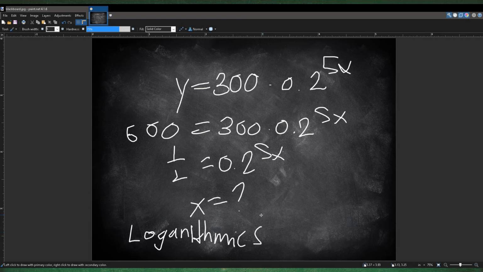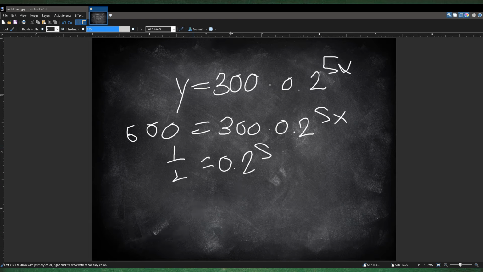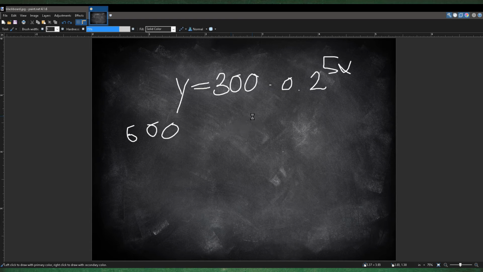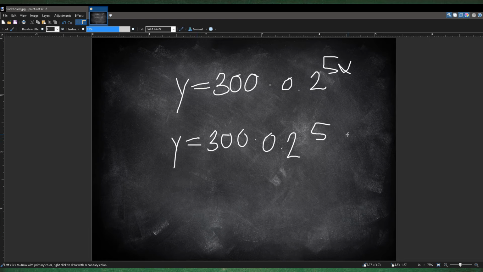So if you don't know how to use it now, we're gonna explain it in the next video how to do this. So basically, this is the general form for exponentials, though. Another type of question that an exponential might have, the most basic, would be like, what is the value after 5 years? Or it would just be y is equal to 300 times 0.2 to the power of 5 times 5. It's basically just that simple.